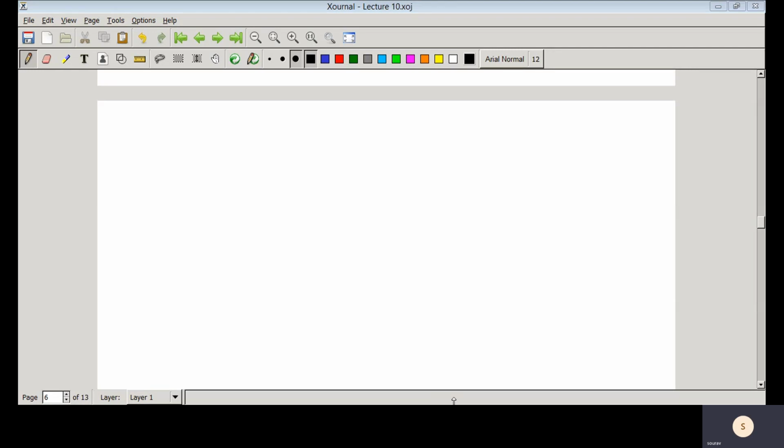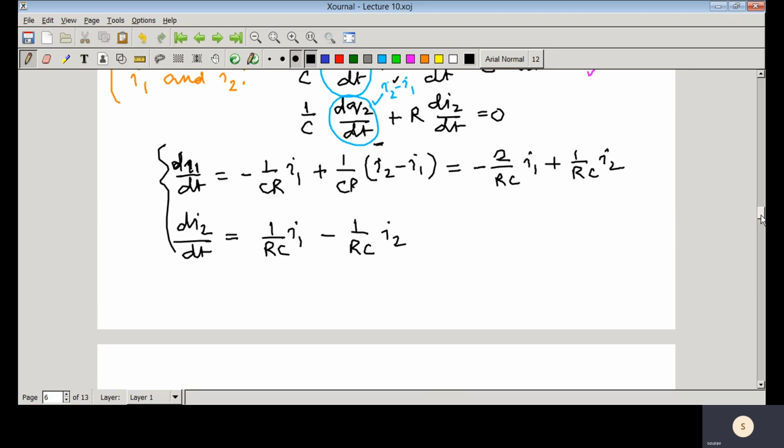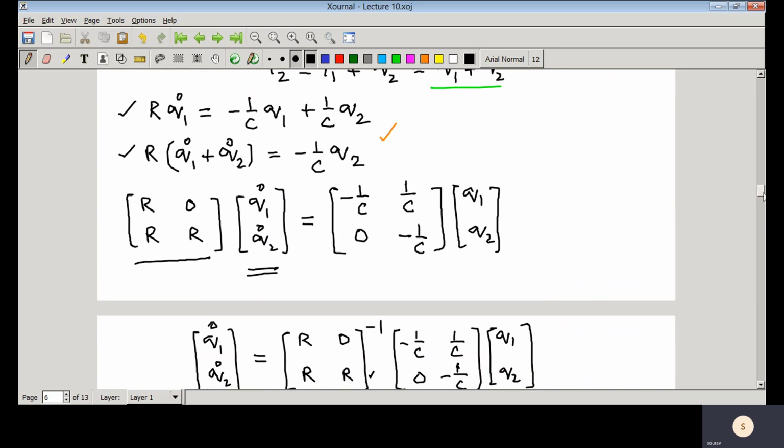So this is lecture 11. Due to some technical problem, I could not complete lecture 10. So today, first we will start the same problem that we were solving in that lecture 10. This is that problem we considered in lecture 10.